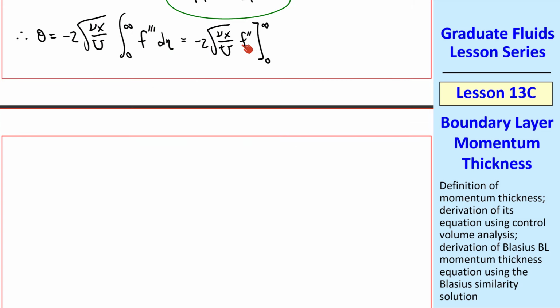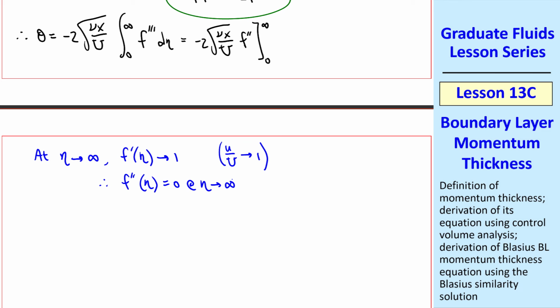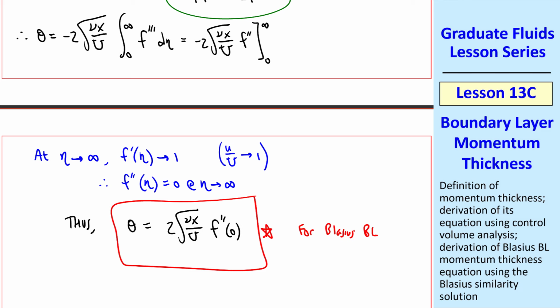Now let's examine f double prime at these limits. As eta goes to infinity, f prime of infinity goes to 1. In other words, u over u goes to 1 above the boundary layer. And if we take the derivative, f double prime becomes 0 when eta goes to infinity. So when plugging in the upper limit value, this term goes away. Note also that this negative sign and the one we get by subtracting the value at the lower limit cancel. Thus theta equal 2 square root of nu x over u, f double prime of 0. And this is valid for the Blasius boundary layer.